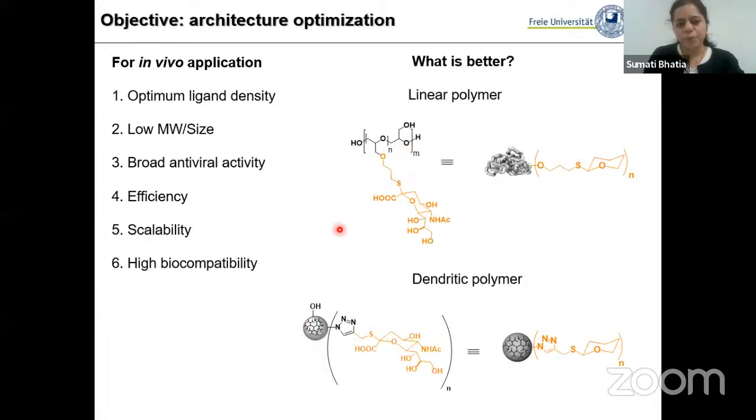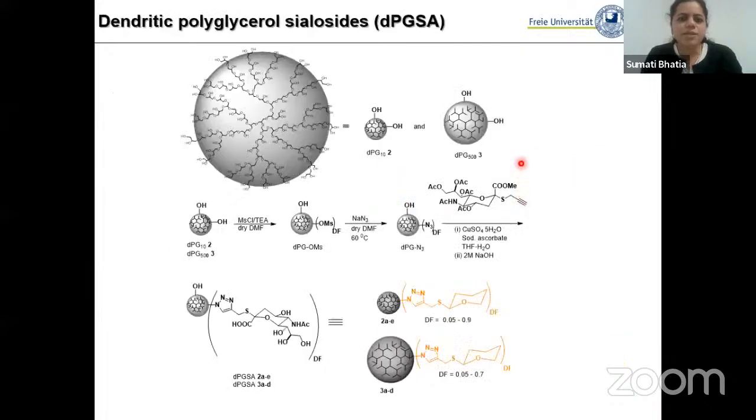And then we prepared different densities of sialic acid on these linear and dendritic scaffolds. For example, here the synthesis is shown for a dendritic scaffold. So this is dendritic polyglycerol. You can see the smaller monomer unit is a glycerol everywhere. We have chosen two different molecular weights, one is 10 kDa and one is 500 kDa. And in a few steps, we could prepare the different sialosides on these dendritic polymers, like this 10 and 500 kDa.